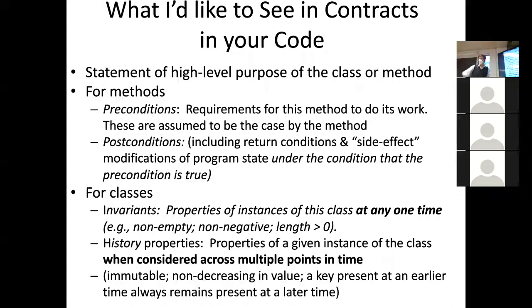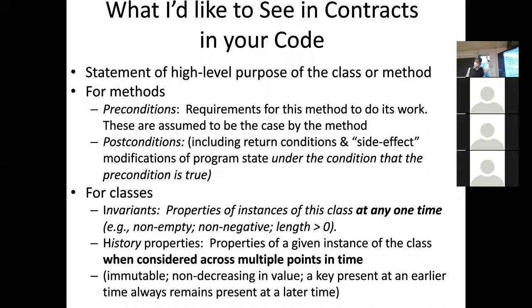So what do I want from you in this area? What I'm looking for is a very particular thing. I'd like to see contracts in your code, okay? This gives the high level statement of the purpose of the class or method. And I'm particularly looking for preconditions and postconditions for each method or function. When I say for each, that's what I'd love to see. I'm not going to be dinging you and counting the functions that don't have these things. But at least for a lot of the key functions, the ones that are hard to understand, you should have these things.